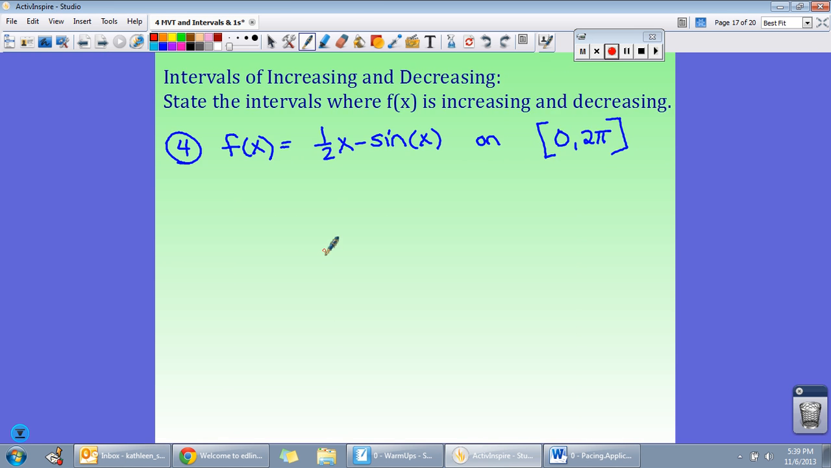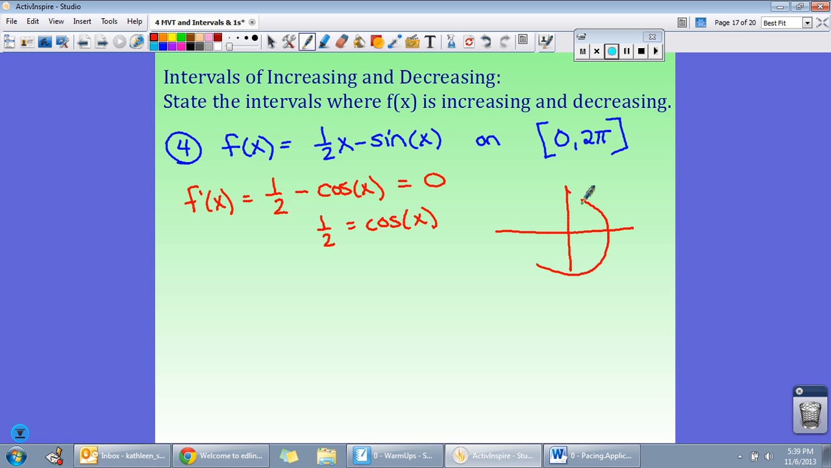All right, back to functions. So for intervals where it's increasing and decreasing, we want to find critical values. So we're going to take our derivative first, 1/2 minus cosine x, and set that equal to 0, as we do whenever we find critical values. Add cosine to both sides, and we're looking for what angles on the unit circle are going to give us a cosine of 1/2. Those two angles are pi over 3 and 5 pi over 3.